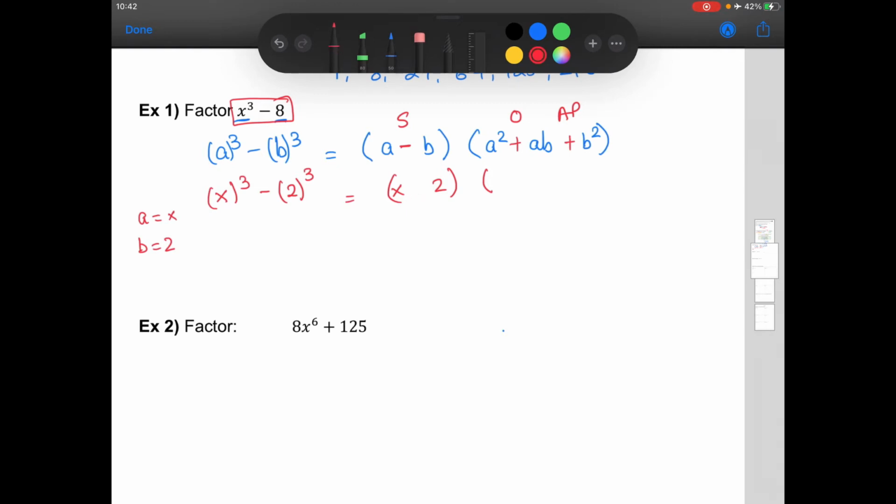We're going to use SOAP again. So this would be x squared, 2x, 2 times 2 is 4. And it's going to be the same: negative. I'm going to take a different color. Negative, positive, always positive.